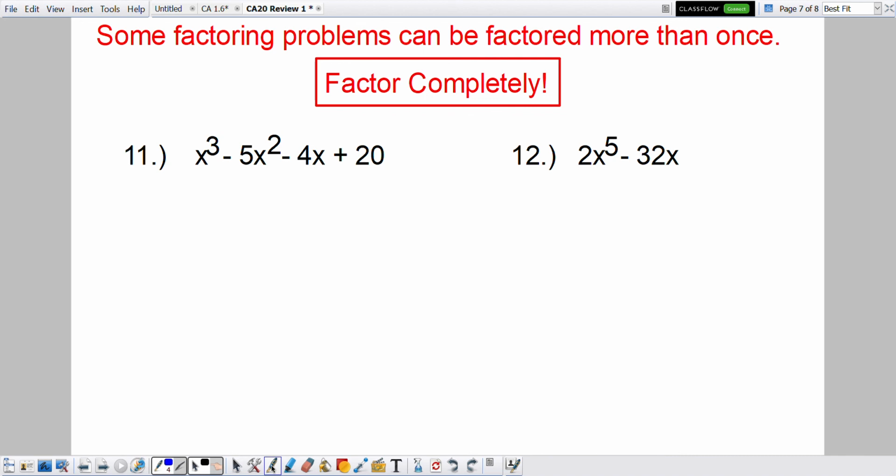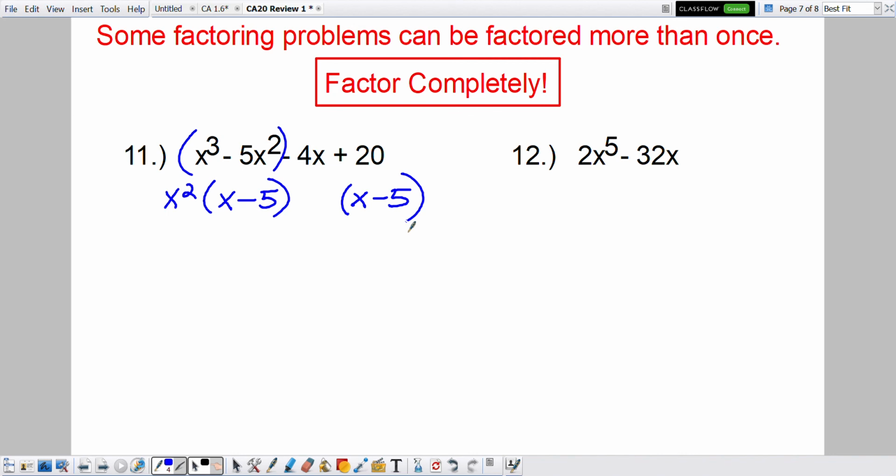Number 11, I don't look for a common factor because it doesn't really have any, but I do see it has 4 terms. So that tells me I'm going to factor this by grouping. And so I'm going to factor the first 2 terms. What's the greatest common factor? X squared. I'm left with x minus 5. In fact, if I know that x minus 5 is going to be that parenthesis, I already know that this one should be x minus 5.